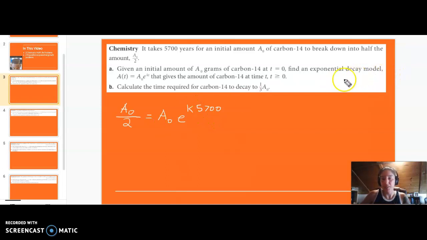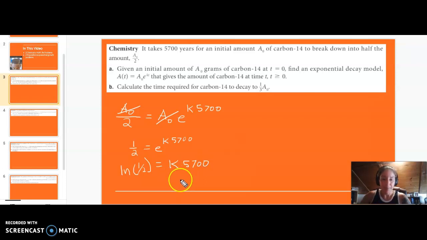A naught is actually going to go away right now, because if we just divide both sides by A naught, A naught over A naught, what we'll end up with is a half equals e to the K times 5,700. Now how do we get rid of the e? Let's take the ln of both sides. So we'll have ln of 1/2 equals ln of e, which cancels itself out, and we'll just be left with K times 5,700.